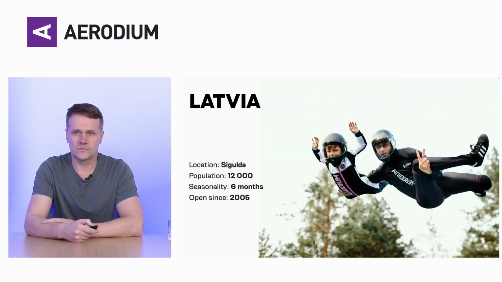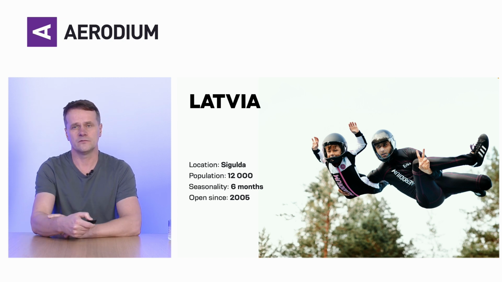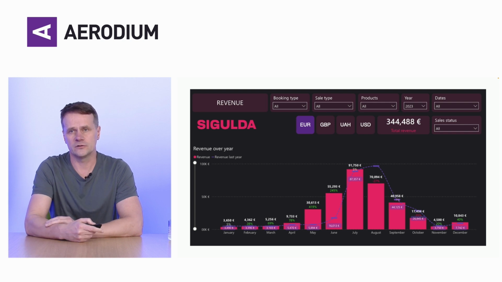Here is an interesting fact about our Latvian operation. Our operation is located deep in the woods. It's a very small town, only 12,000 people live there. Our season is half a year, 6 months, and despite these not encouraging facts, we are achieving quite good revenue numbers. Here are our actual numbers from last year, and in total we grossed 344,000. As you see from the seasonality, we start the season in May and finish it in October, but our biggest sales months are June, July, August.